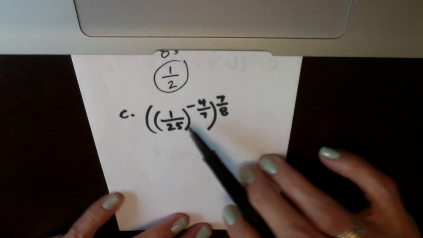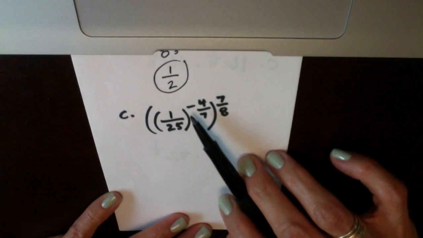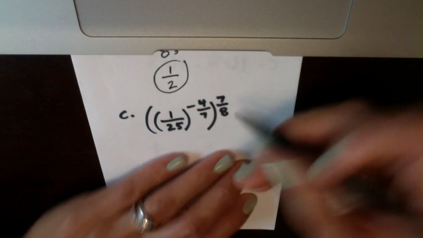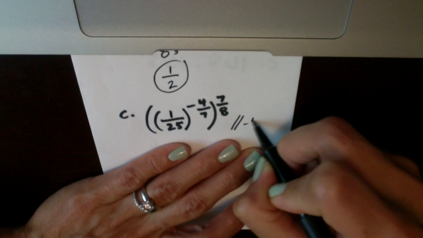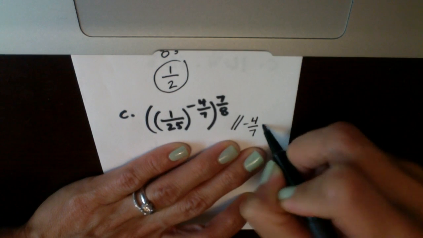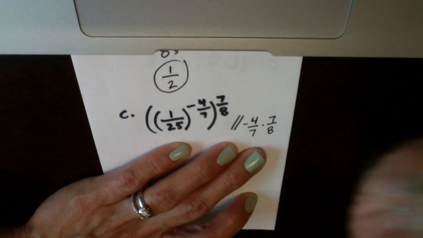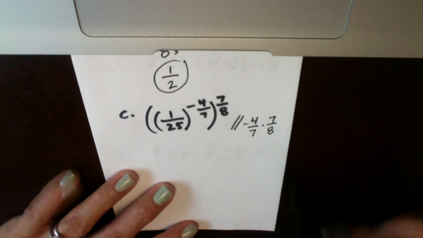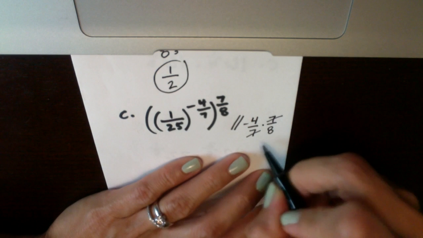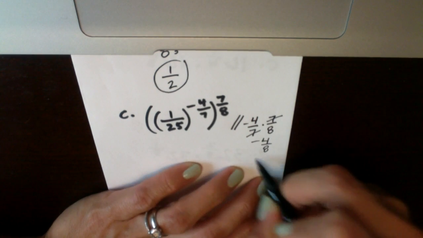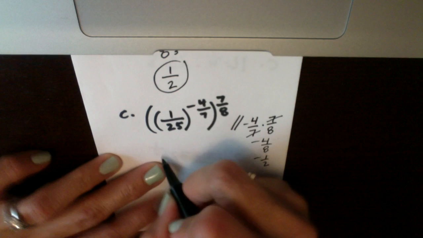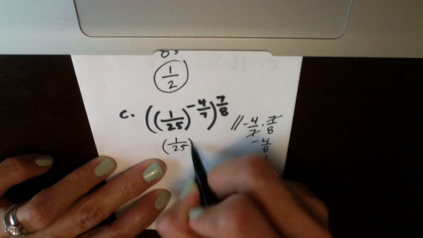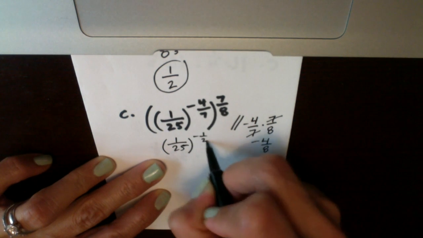So last one in this section, we have 1/25 raised to the -4/7, all raised to the 7/8. So same thing, you have exponents to exponents, so we'll write -4/7 times 7/8 to multiply those exponents. And you can see the 7's cancel. And now you're left with -4/8, which reduces down to -1/2. So we're going to write this as 1/25 all raised to the -1/2.